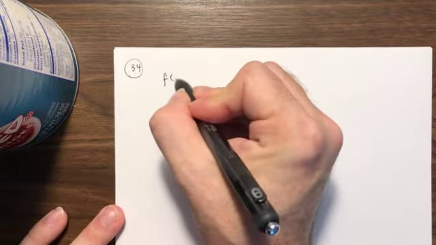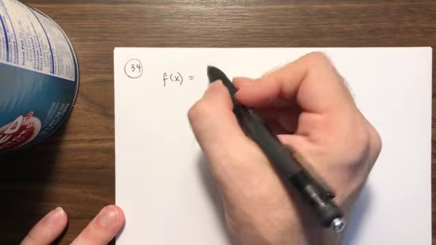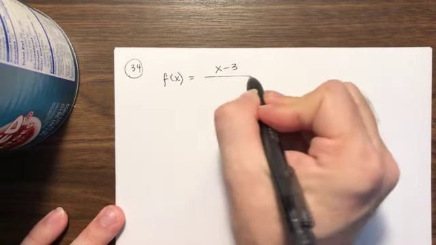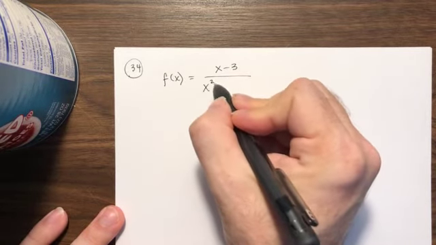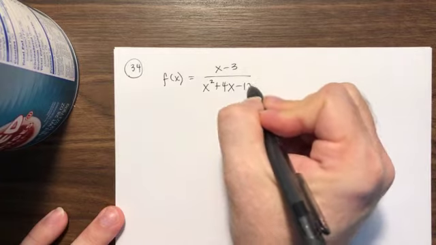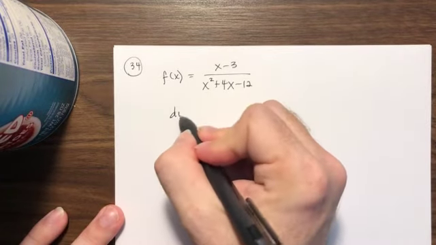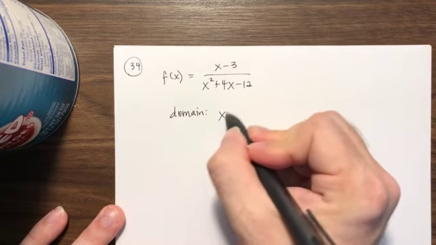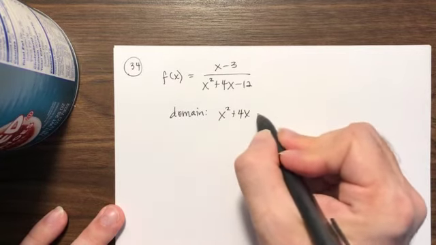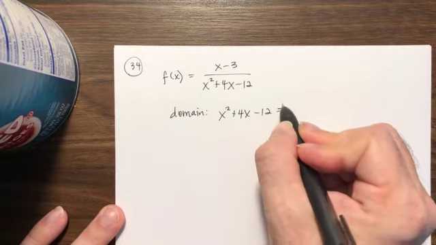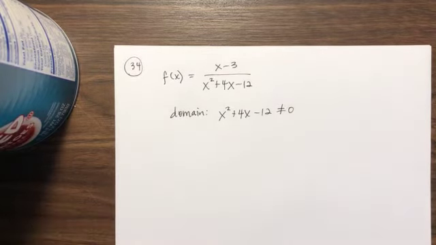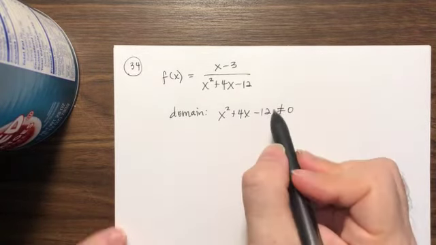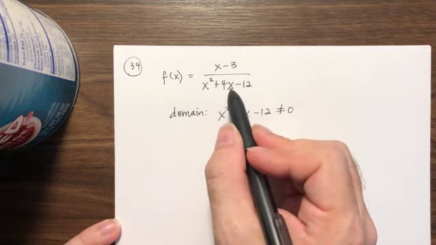Number 34, we have f of x, and that is equal to x minus 3 on top, and x squared plus 4x minus 12 on the bottom. So when we find the domain with fractions, we do a different thing. We say whatever the bottom is, not equal to 0. And the reason why we say not equal to 0 is because we can't divide by 0, right?